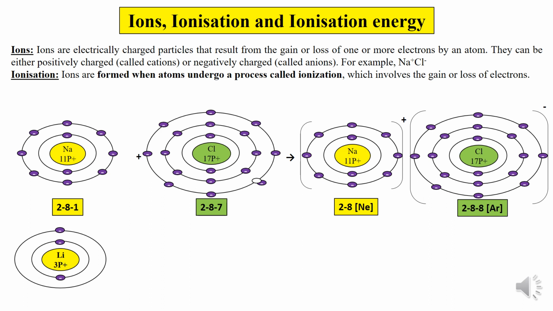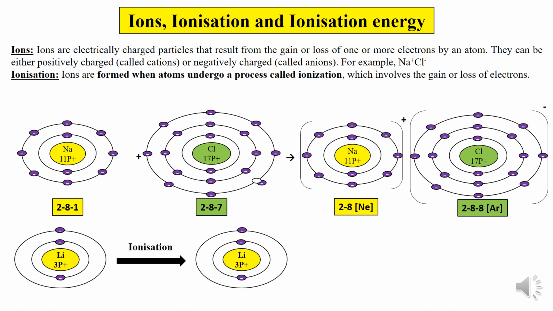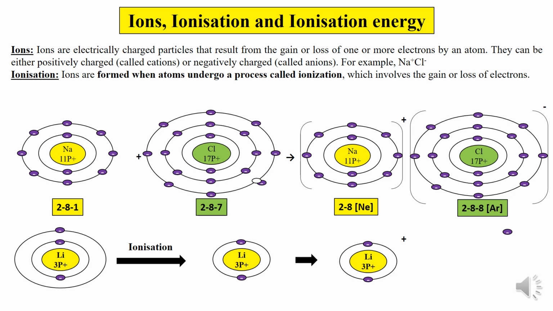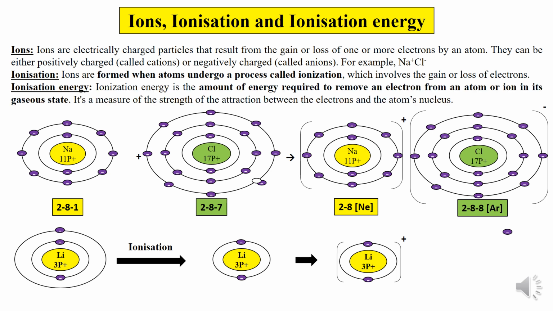Ionization energy is the amount of energy required to remove the electron from an isolated gaseous atom or ion. So let me explain this with the help of lithium atom. Now when lithium undergoes ionization, it loses its outermost valence electron, and that results in the formation of lithium ion.